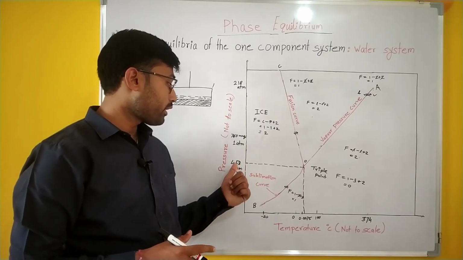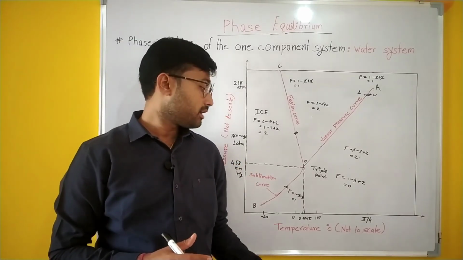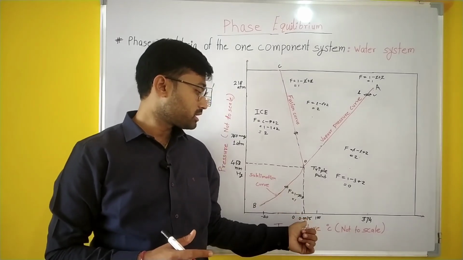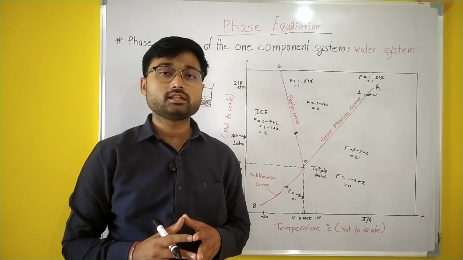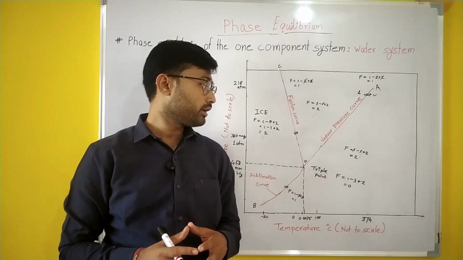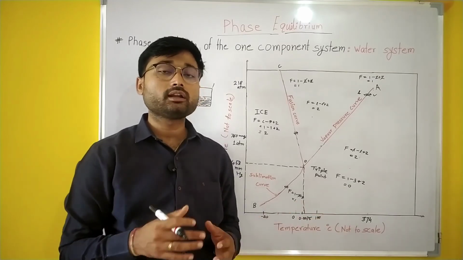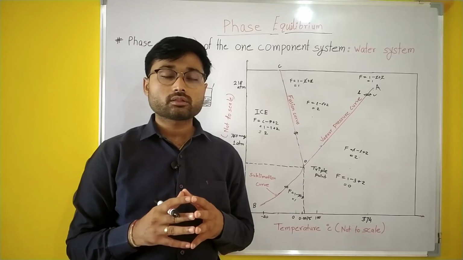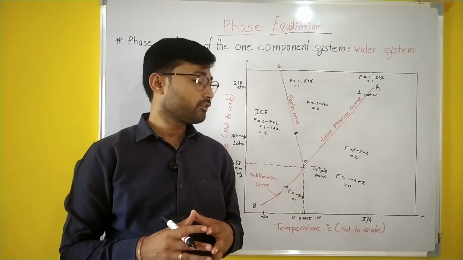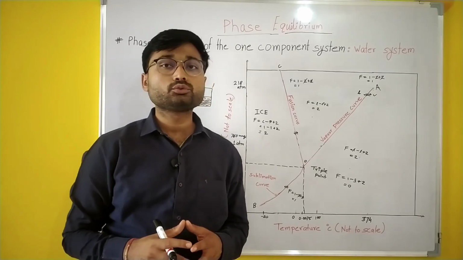So the pressure will be 4.58 mmHg and the temperature will be 0.0075 degrees Celsius. So at this triple point you don't need to tell any variable, so the degree of freedom at that point will be invariant, right? So students can note down this.